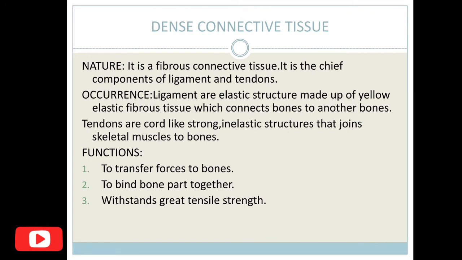So next is the dense connective tissue. This dense connective tissue is a fibrous connective tissue, and the main chief components are the ligaments and tendons. The ligaments are elastic structures that are made up of yellow elastic fibrous tissue, and a ligament connects the bone to other bones. Then the tendons are cord like and very strong, but they are not elastic, they are inelastic, and they join the skeletal muscles to the bones.